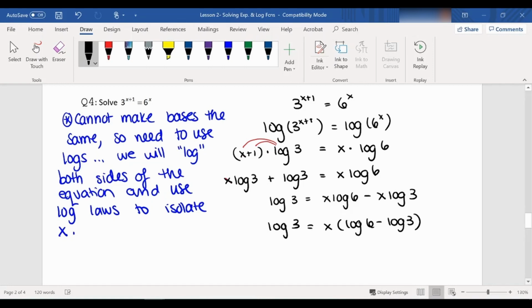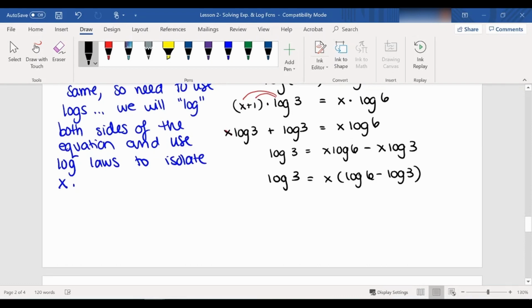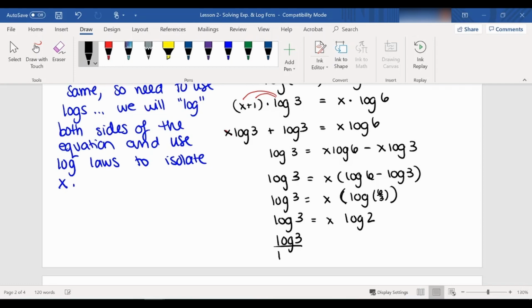Okay. Now on the right, I can rewrite the stuff in brackets using my quotient log law as log of 6 over 3. And log of 6 over 3 would be log 2. And now I can divide both sides by log 2 to get the x by itself. And we would be done.